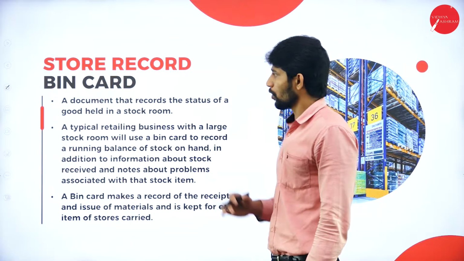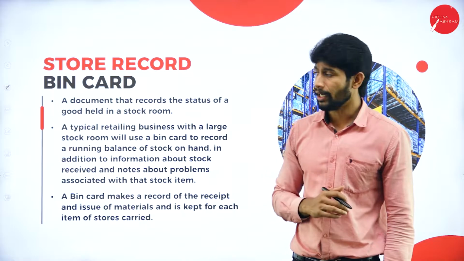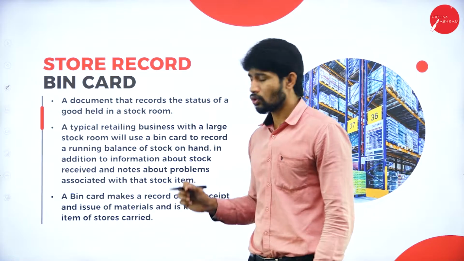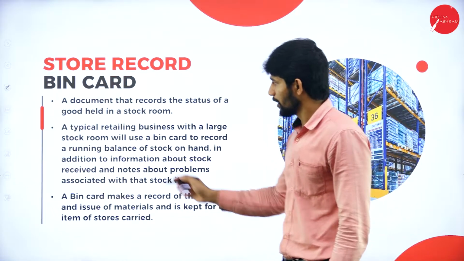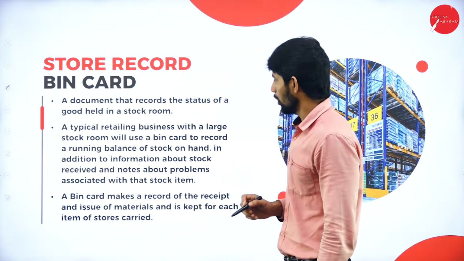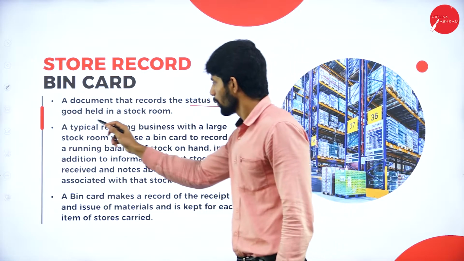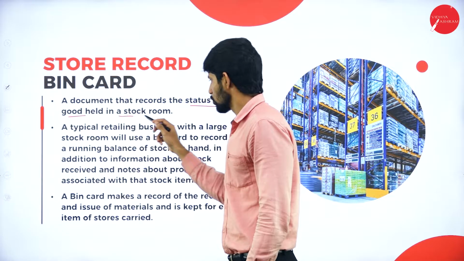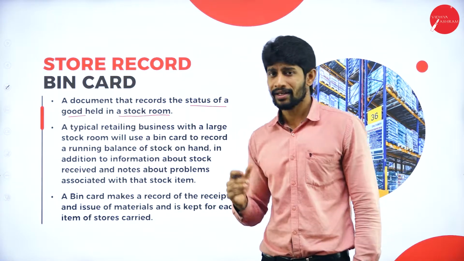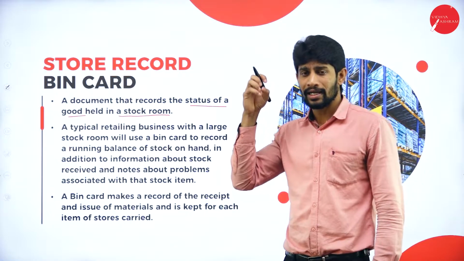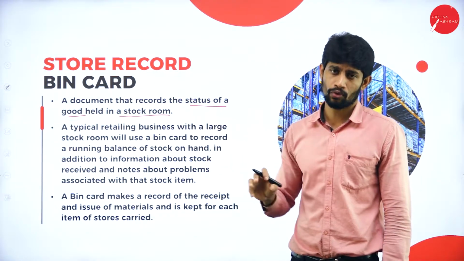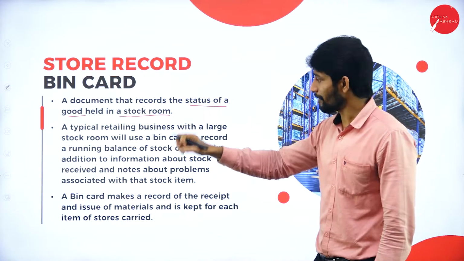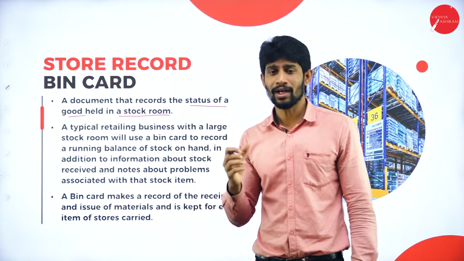Next, store record, that is bin card. Store record, bin card. So what is this bin card all about? Bin card is a document that records the status of goods held in a stock room. Bin card is nothing but a document which contains the details of what goods we have in our storeroom, and what is the quantity of goods we have in our storeroom. That is called a bin card.